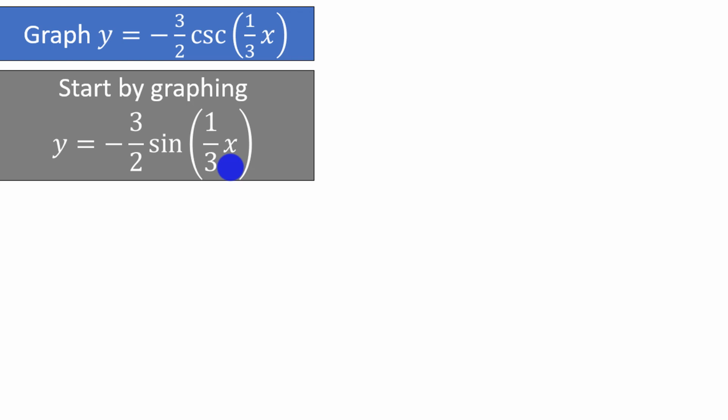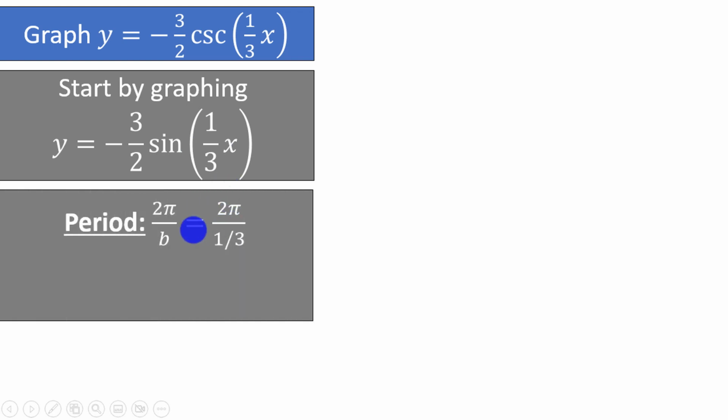Let's start by finding the period. The period is always 2 pi divided by the coefficient multiplying x. So in this case, we have 2 pi over b equals 2 pi over 1/3. We can reciprocate and multiply so that we have 2 pi times 3 over 1, which is equal to 6 pi. We know we will have important points on the graph at every quarter of the period.